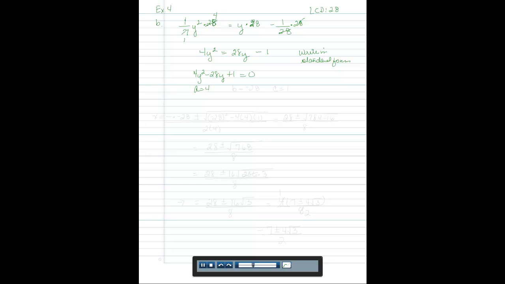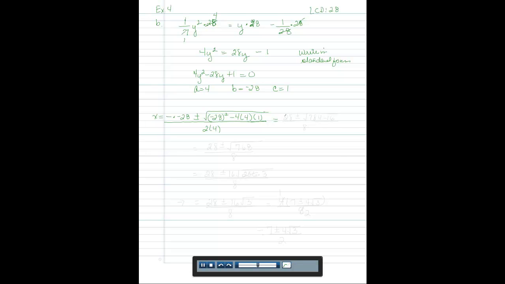Our A is 4. Our B is negative 28. Our C is 1. So we have x is equal to negative times negative 28 plus or minus the square root of negative 28 squared, that's the quantity of negative 28 squared, minus 4 times 1, all over 2 times 4.